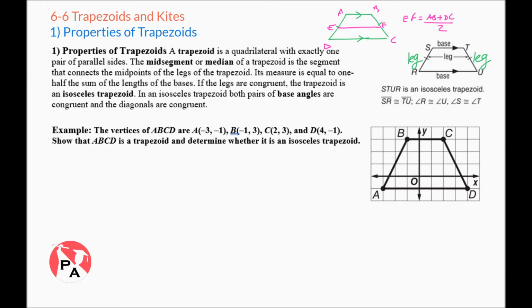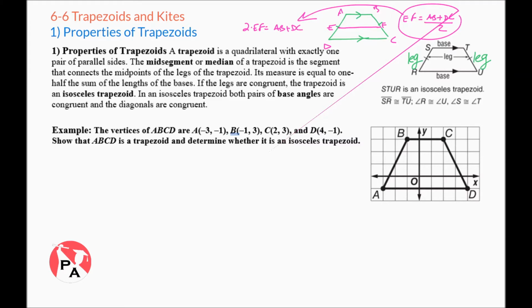divided by 2. Basically what this says, since this segment is exactly in the middle of the trapezoid, it's the average of the top and the bottom side. Average means add them together and divide by 2. Or if you cross multiply, this formula becomes 2 times EF equals AB plus DC.